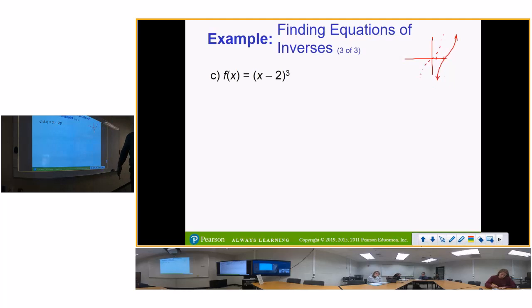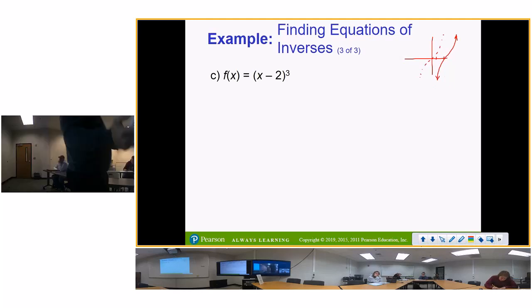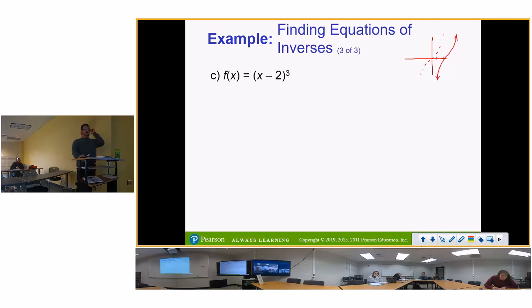Now, with the cubic function, it's going to be kind of like put on its side. All right, it's going to be laying down. Instead of going up and down, it's going to be laying down and going left to right. So, let's do it. Y is equal to x minus 2, quantity cubed.